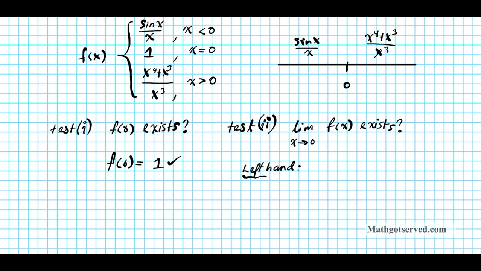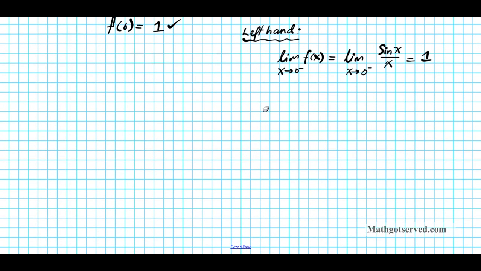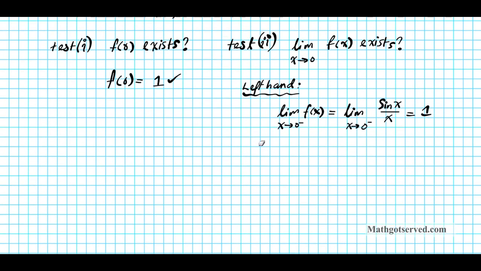The limit as x approaches 0 from the left of the function is the same thing as the limit as x approaches 0 from the left of sine x over x. And using the squeeze theorem, we know that this is equal to 1. All right? So let's find the right-hand limit. If they're both the same, then we can conclude that the limit, in fact, exists. All right? So the right hand.